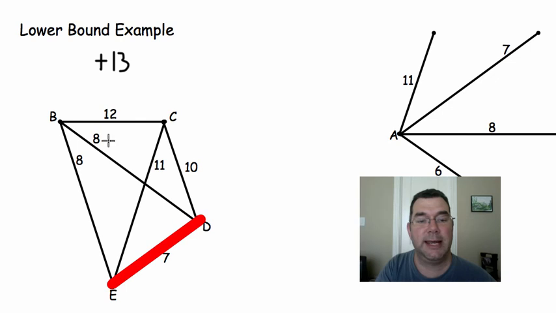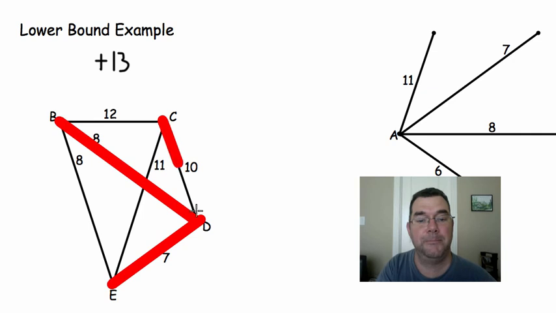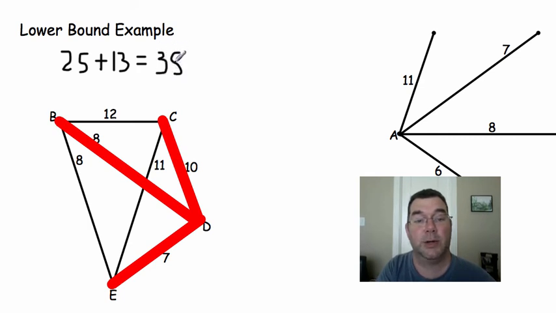Finding the next one, it's either this 8 or this 8. So I'm going to randomly choose this 8. I cannot now choose this 8 because that would make a cycle. So I move on and I choose this 10. I've got 3 edges now, which is 1 less than the number of vertices that I have, so I am done. So if I add these edges together, I've got a 7, an 8, and a 10, so that is a total of 25. And so the lower bound for this problem would be 38. Okay, so I know that the best solution is going to be 38 or more.